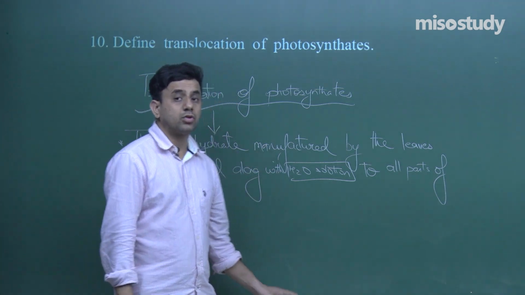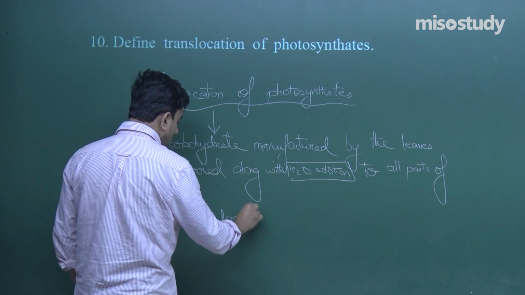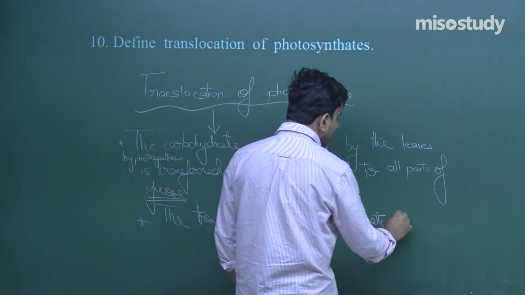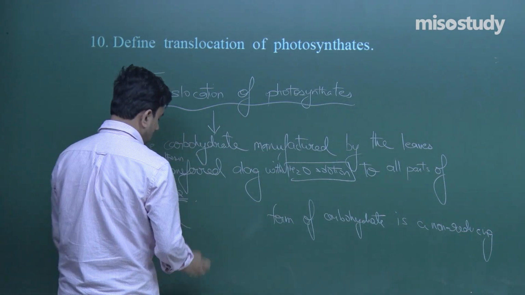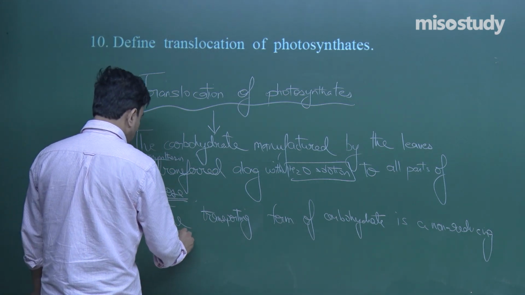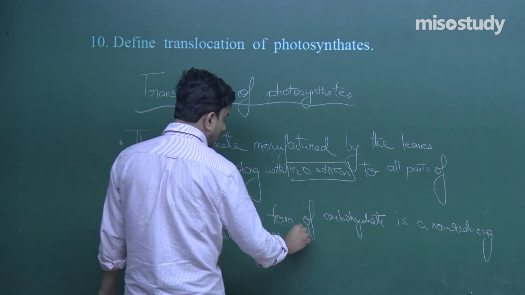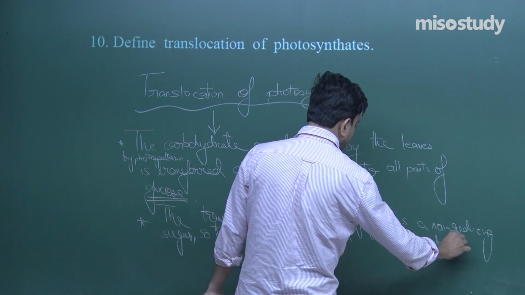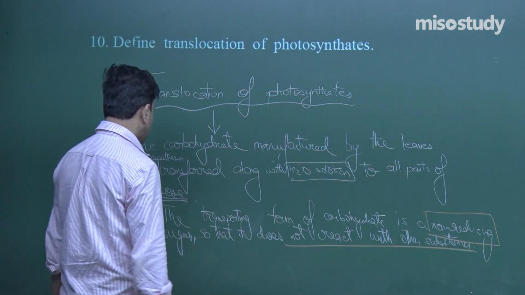Now glucose is a reducing sugar. So the transferred form of carbohydrate, the transporting form, is a non-reducing sugar, so that it does not react with other substances.